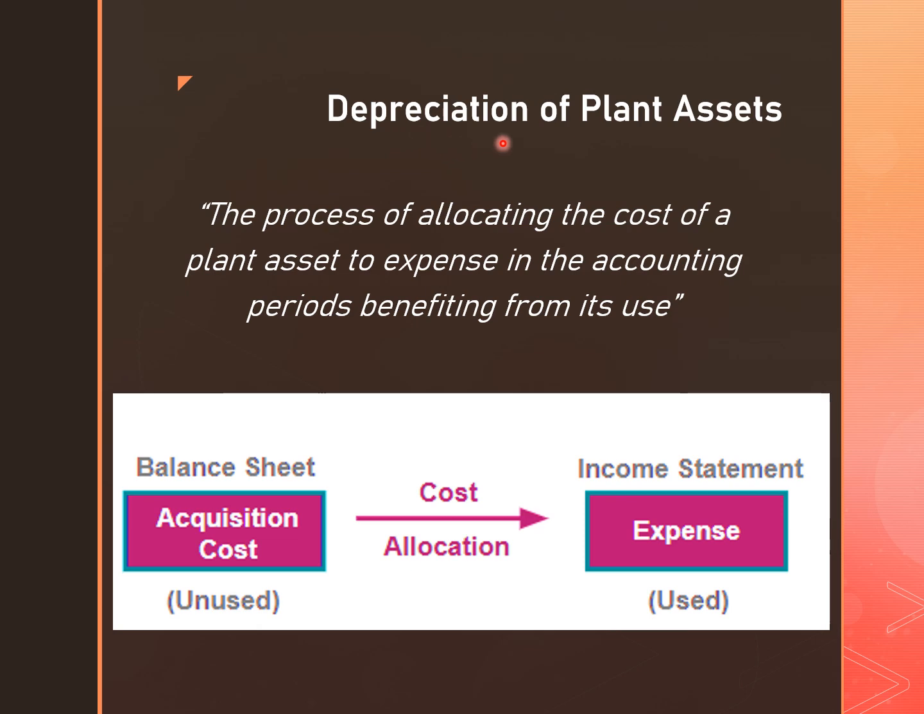Next, kita nak tengok depreciation on plant asset. Depreciation adalah the process of allocating costs of a plant asset to expense in the accounting period, benefiting from its use. So, depreciation ni adalah masa kita nak allocate cost kepada plant asset tu. Bila kita beli asset, kita tak expensekan semua pada year 1. Kita akan splitkan dia punya cost kepada berapa useful life dia. So, inside the balance sheet, kita akan record the acquisition cost dan juga the unused amount.